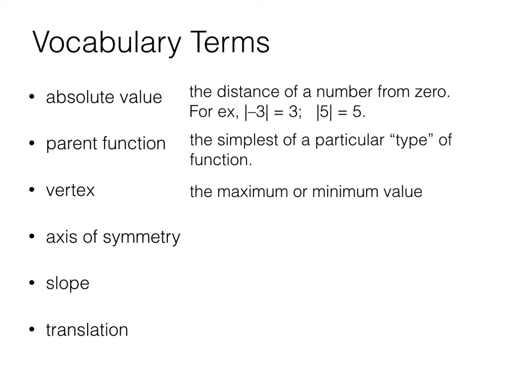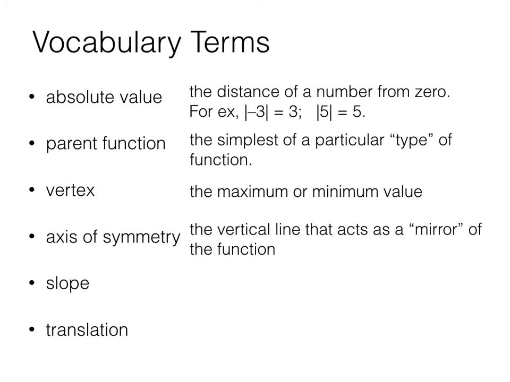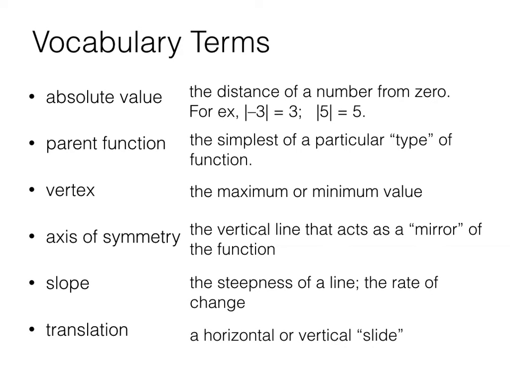The vertex is the maximum or minimum value, so that is the high point or the low point of the graph. The axis of symmetry is the vertical line that acts like a mirror. Slope is the steepness of a line or the rate of change. And a translation is a horizontal or vertical slide.